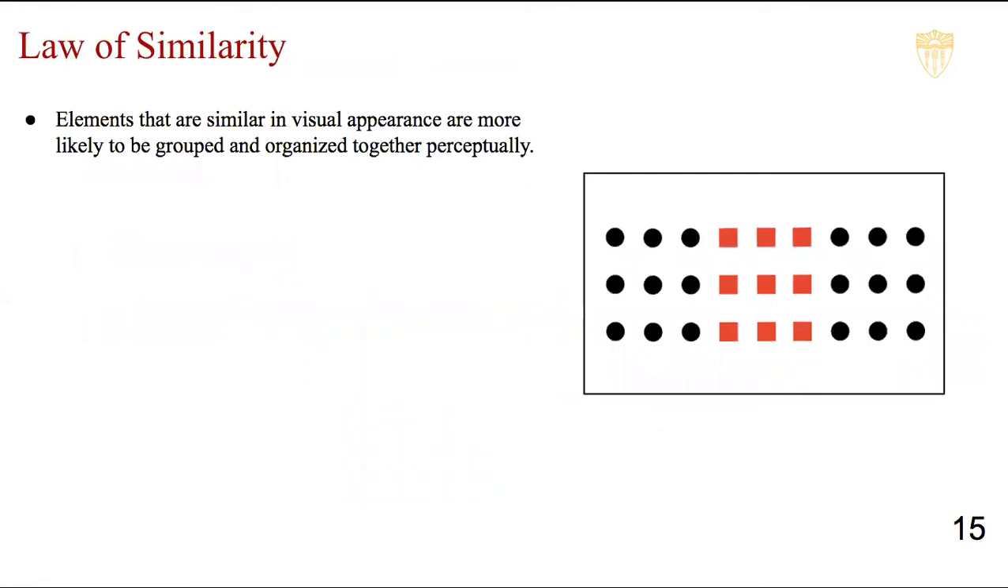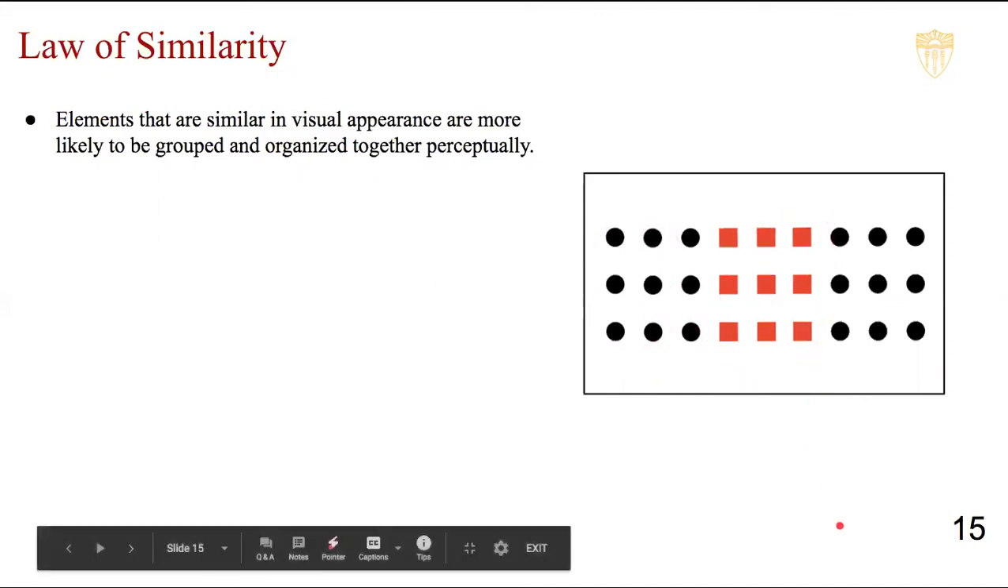Next is the law of similarity, in which elements that are similar in visual appearance in at least 1 degree are more likely to be grouped and organized together perceptually. For instance, in this figure, although spatial distance between each element is consistent, the law of similarity groups the elements of black dots and red squares as separate sets.